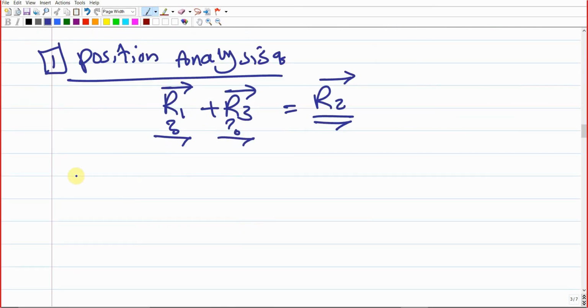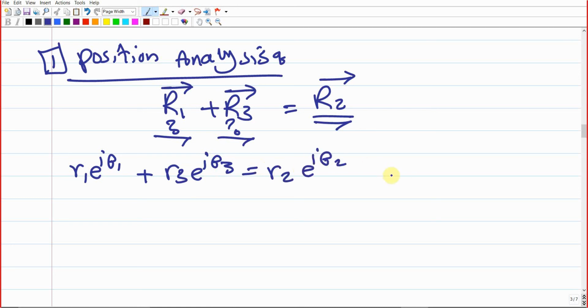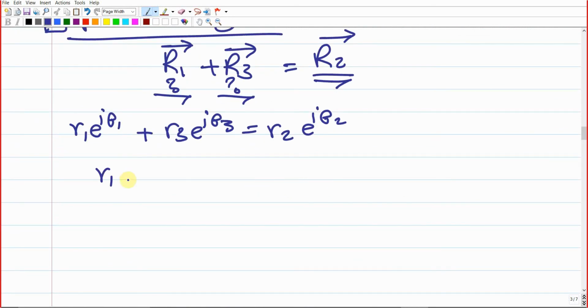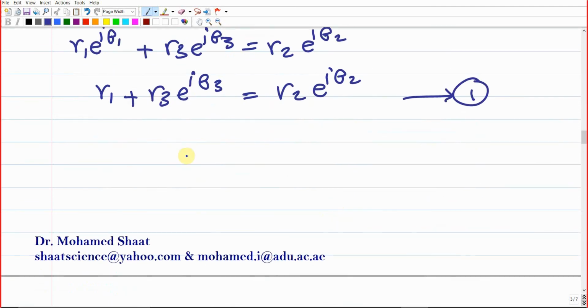Then our objective is just to decompose this equation into R1 e^(i theta 1) plus R3 e^(i theta 3) equals R2 e^(i theta 2). And as I said, that is fine to substitute with this angle, which is 0 degree, because it is constant here. So we're gonna end up with R1 plus R3 e^(i theta 3) equals R2 e^(i theta 2). This is gonna give us the first equation for the position. Then you're gonna decompose this one or collect real and imaginary terms to complete the position analysis.